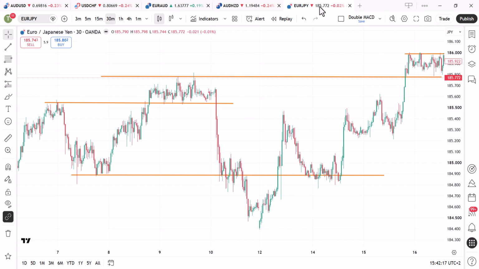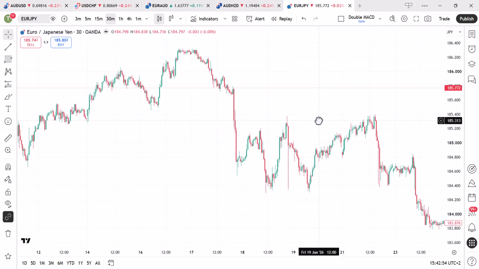If you're new to trading, support and resistance is probably one of the first concepts you should learn. These simple price levels can help you find better entries, plan stop losses, and decide where to take profits. What is support and resistance?